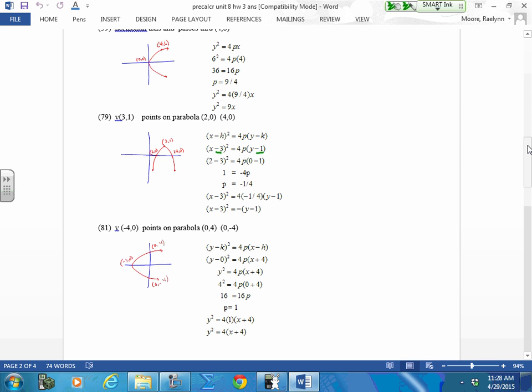To find p, pick any one of those points. Both of them have a 0 in it. Neither has a negative in it. So I chose the point 2, 0. You could choose the point 4, 0. Plug in the x value. Plug in the y value.